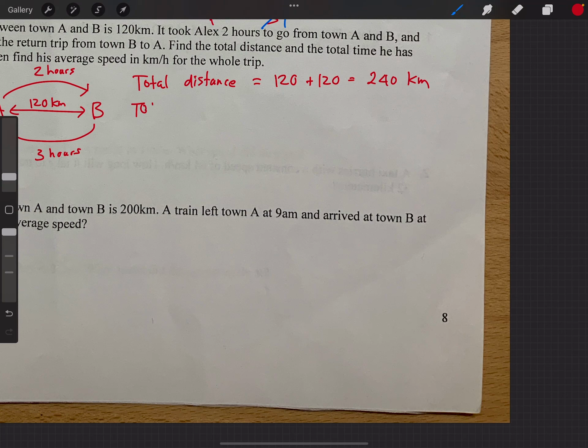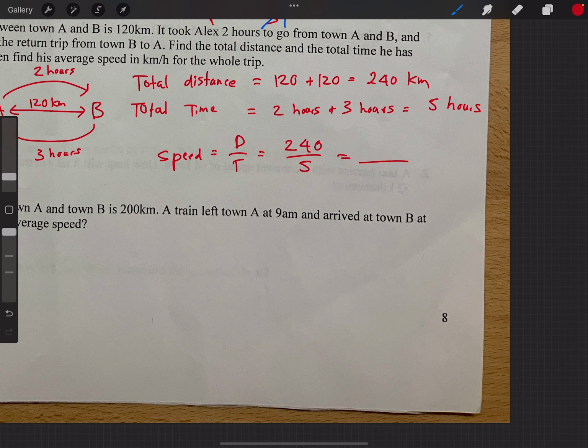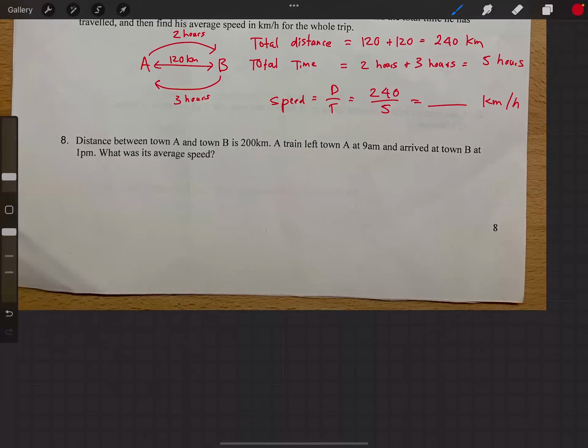Total time taken is equal to 2 hours plus 3 hours. That's equal to 5 hours. Now the speed. Speed equals distance divided by time, which equals 240 divided by 5, and you're going to get some amount in kilometers per hour. Done. You can work that out.